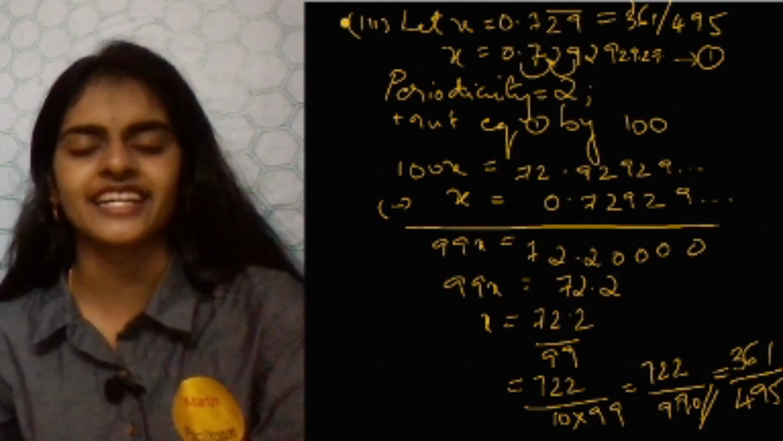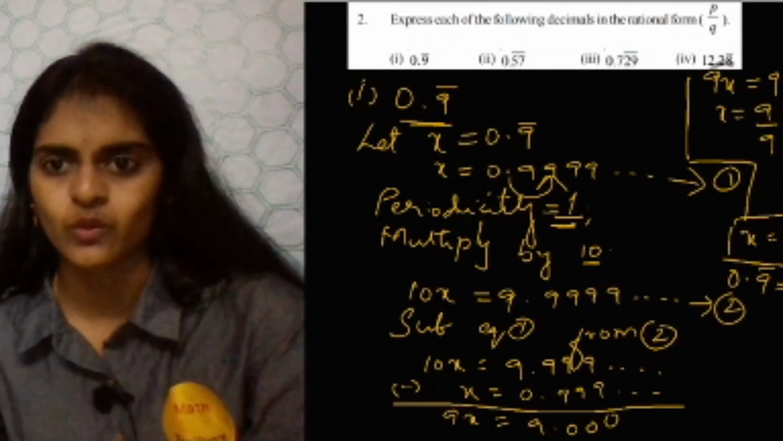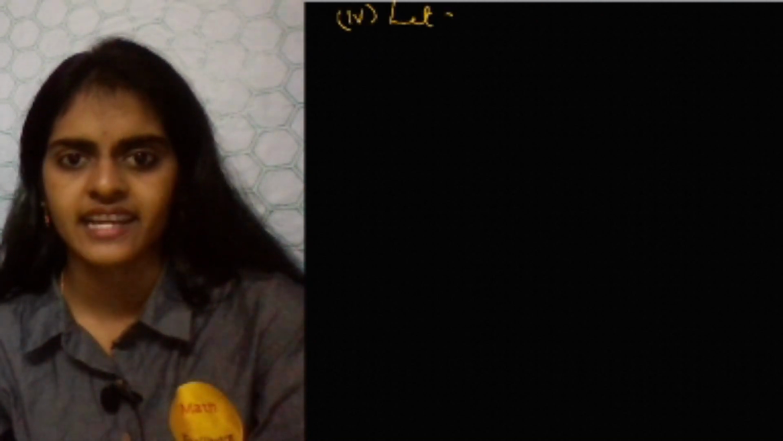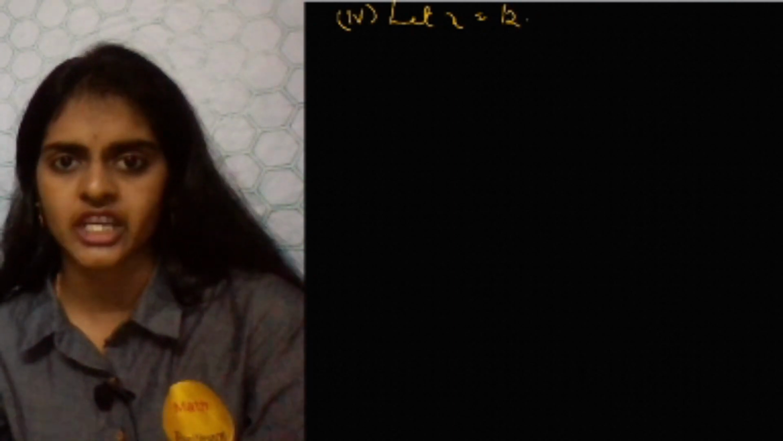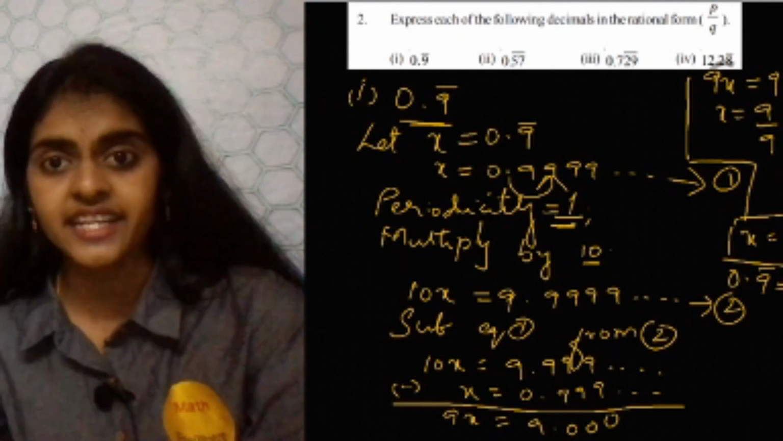Is this clear? Let us move on to the last bit of this question. So you have 12.28 bar. The bar is on what? The bar is on only 8. So that you will take as x. So fourth bit, let x is equal to 12 point, let me check it once again. So it is 12.28 bar.